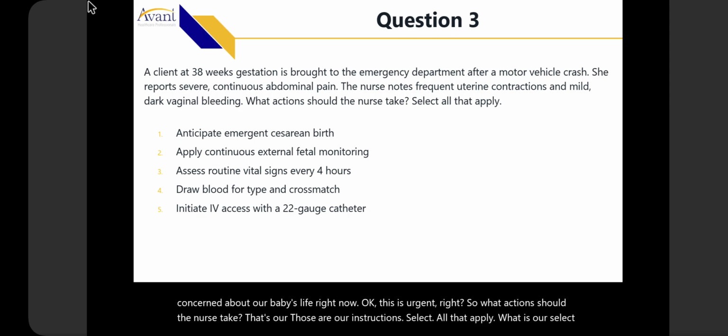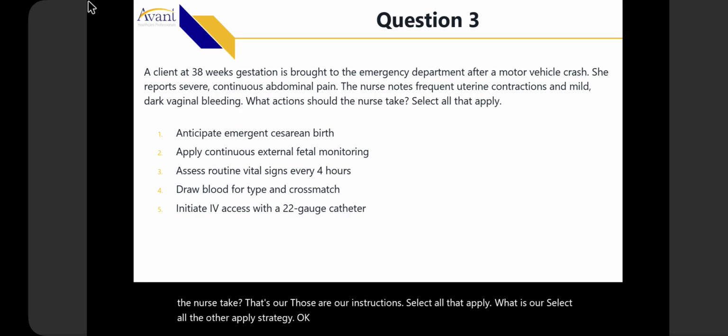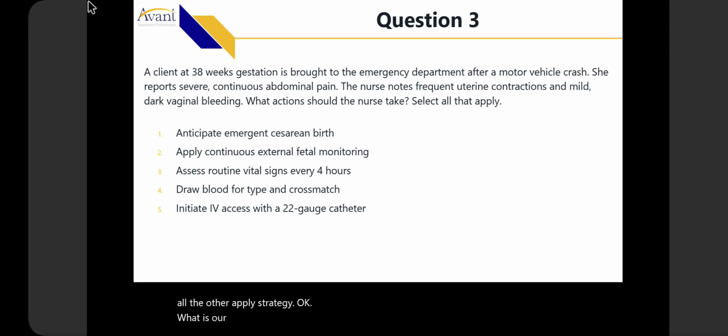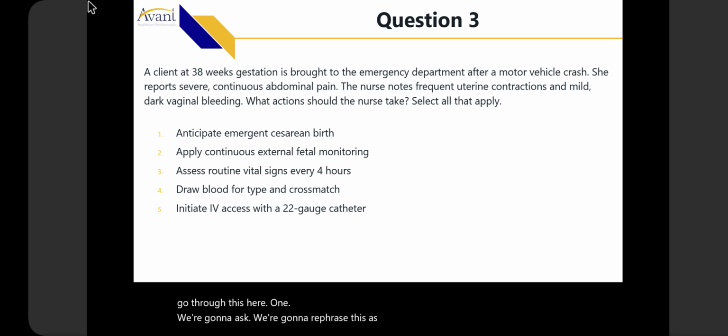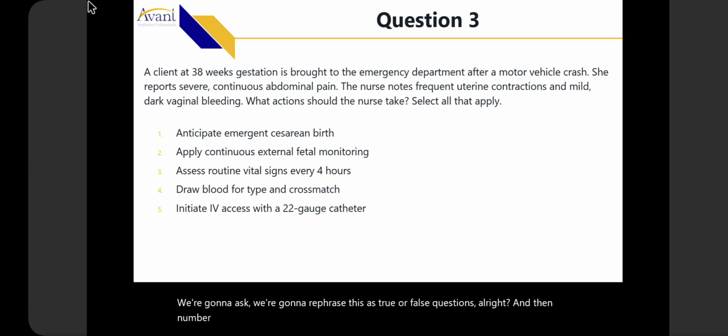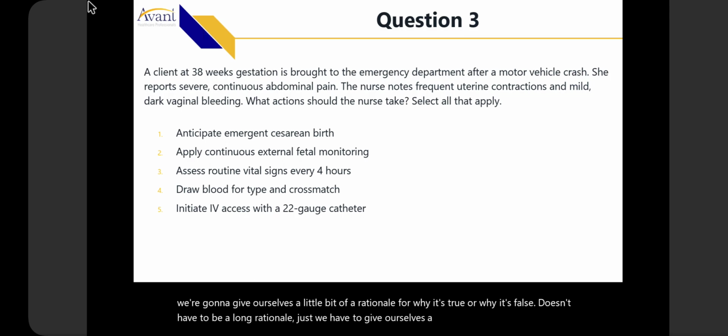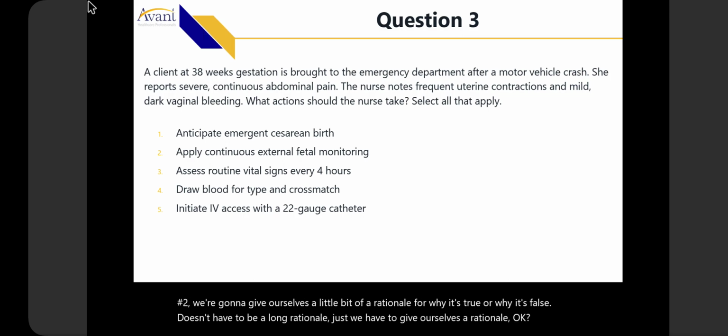What is our select all that apply strategy? Okay. What is our strategy for select all that apply? Good. True or false? Got it. All right. What we're going to do is we're going to do two things as we go through this here. One, we're going to rephrase this as true or false questions. And then number two, we're going to give ourselves a little bit of a rationale for why it's true or why it's false. It doesn't have to be a long rationale. Just we have to give ourselves a rationale. Okay. All right. So let's do this.